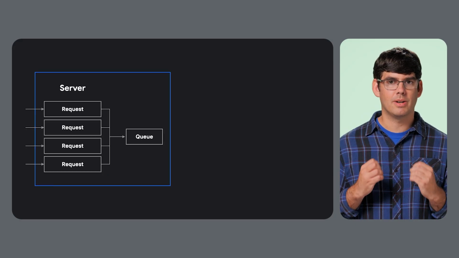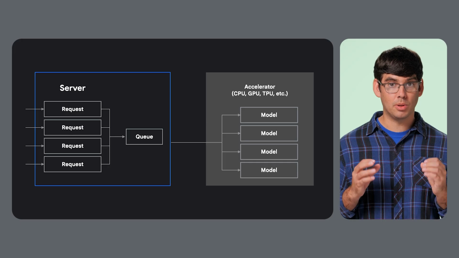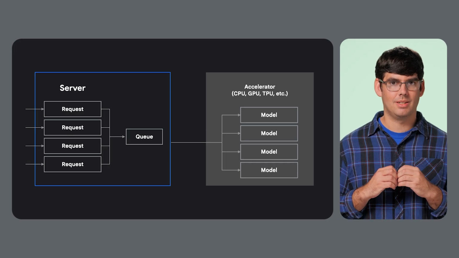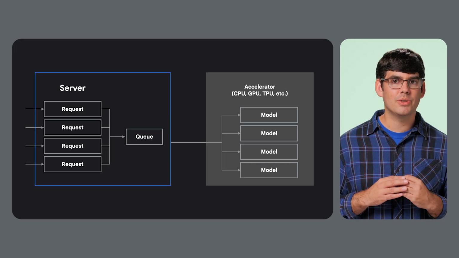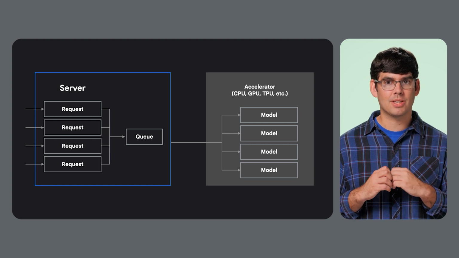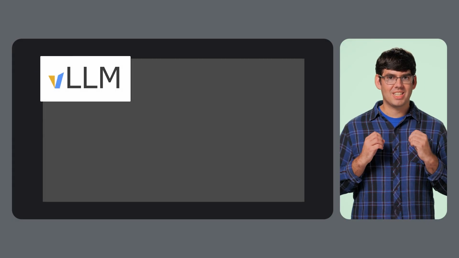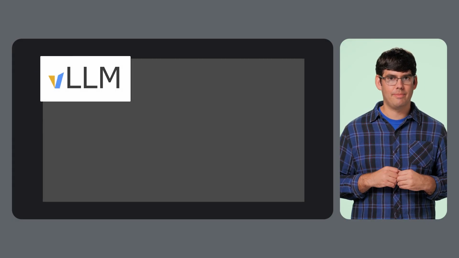TGI, from Hugging Face, is another popular solution specifically designed for deploying LLMs for fast inference, providing features like continuous batching and quantization. It works great if you're solely working with text-only models deployed through Hugging Face's model garden. For more than just text-only models, consider vLLM.